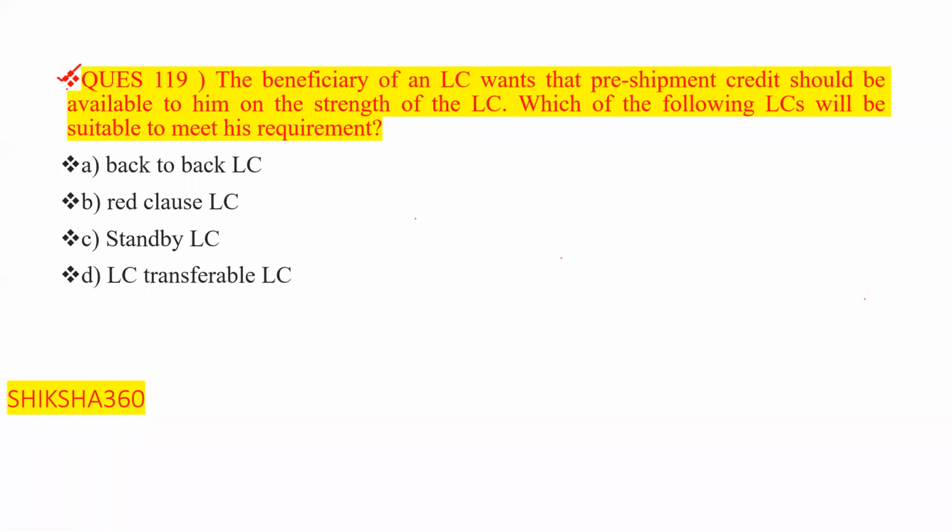Question number 119. The beneficiary of an LC basically wants that pre-shipment credit, that is, before the shipment of the goods. They have an order, and before the shipment of the order, they will get the money. The beneficiary of an LC wants that pre-shipment credit should be available to him on the strength of the LC. Just on the basis of the LC, they will get money, that is, before the shipment.